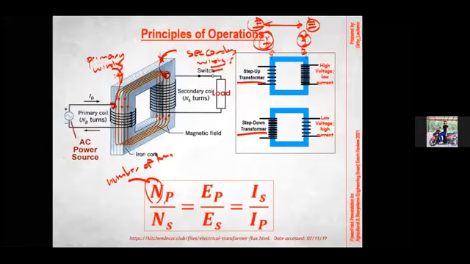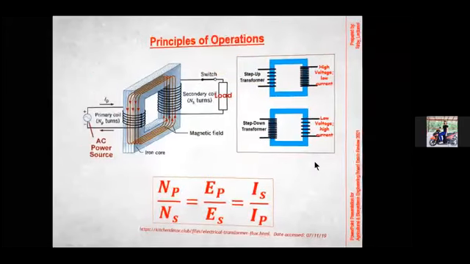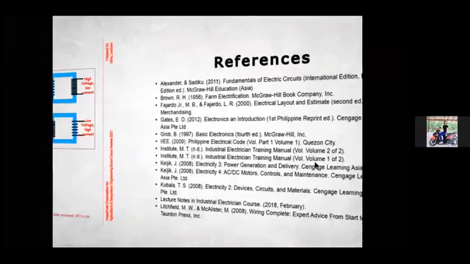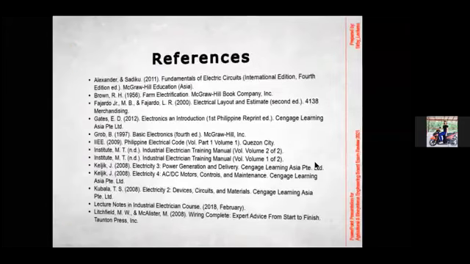The number of turns in the primary windings over the number of turns in the secondary windings is equal to the voltage in the primary windings over the voltage in the secondary, which is equal to this ratio. This is the current. Okay, now we'll go on to our review questions.